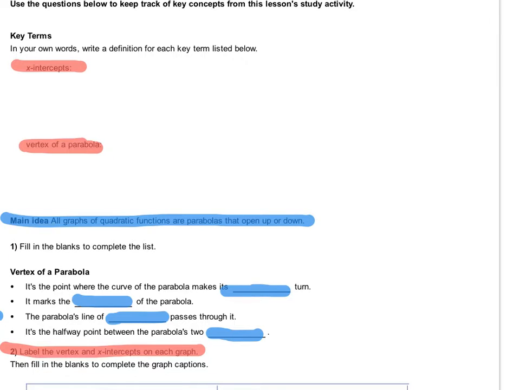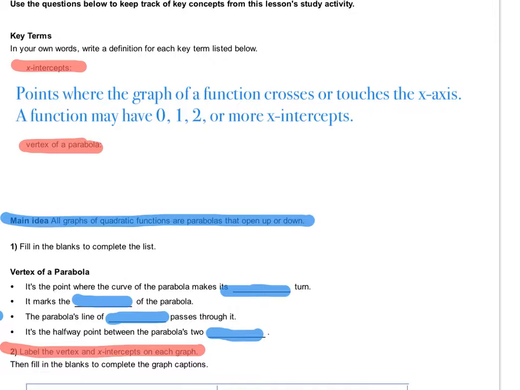Let's go ahead and write that up. All right, so the x-intercept, it's a point where the graph of a function crosses and touches the x-axis. A function can have 0, 1, 2, or even more x-intercepts. It just really depends on what the graph looks like.